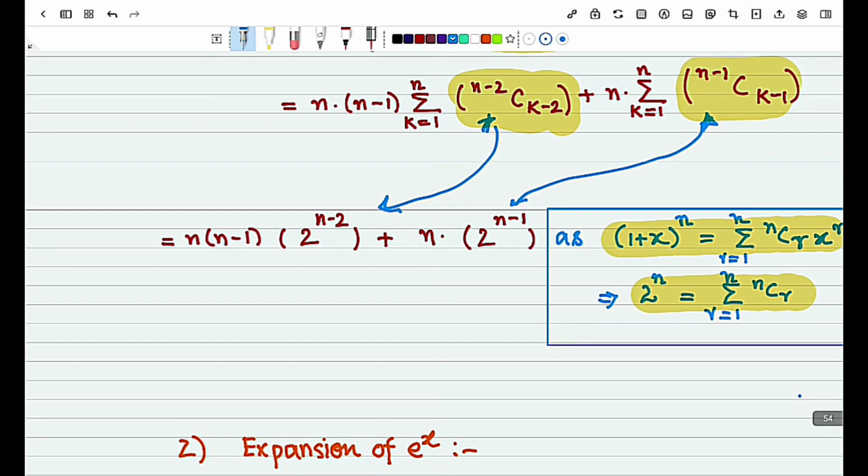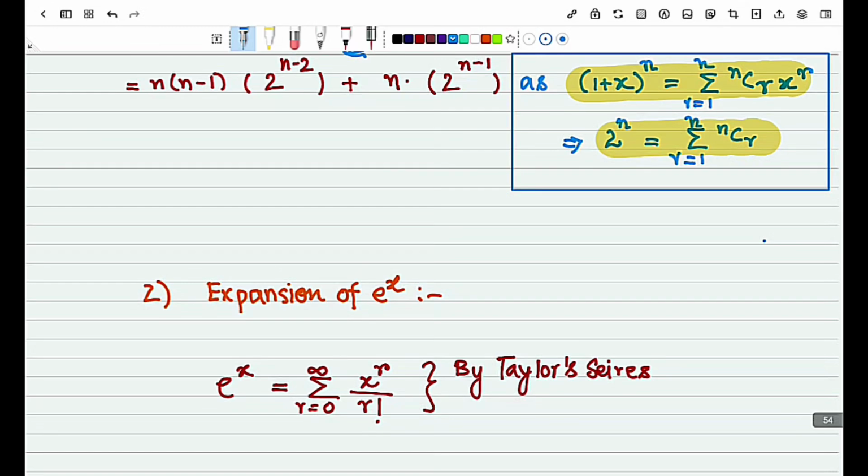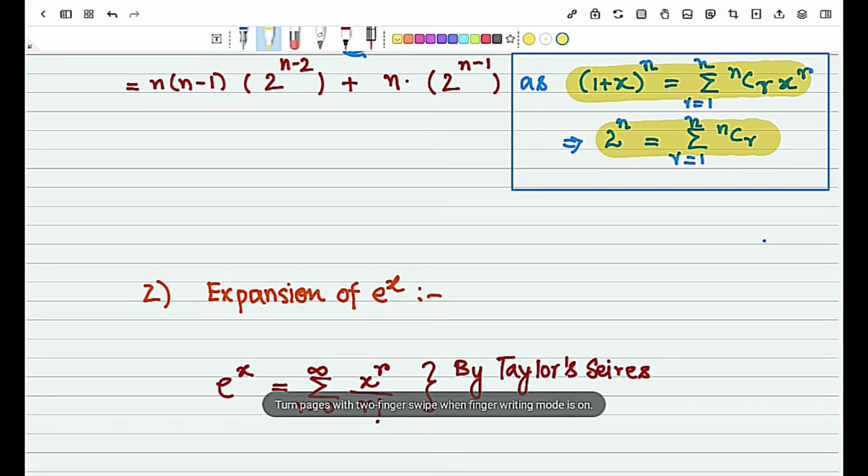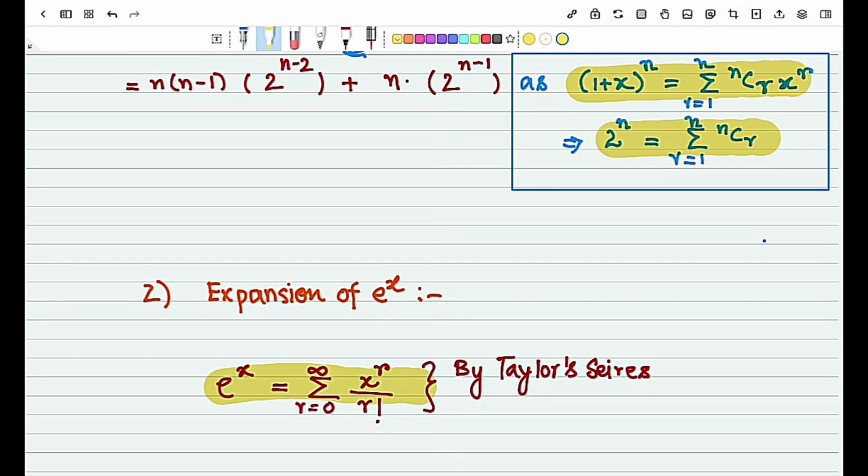So now moving on to the second hint. For the second hint, we need to know the expansion of e to the power x. It is basically the summation of x to the power r divided by r factorial, from r equal to 0 to infinity. We get this expansion with the help of the Taylor series, right?